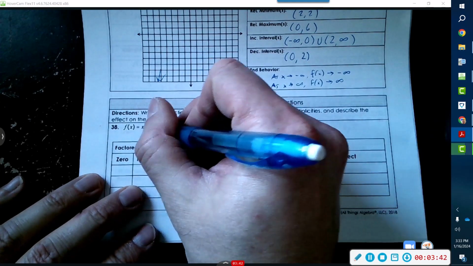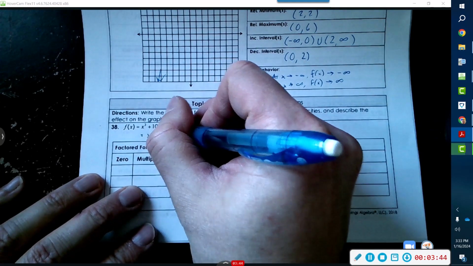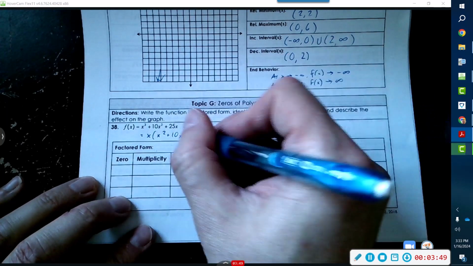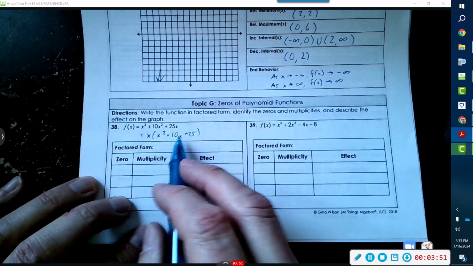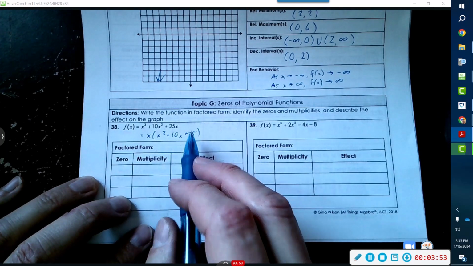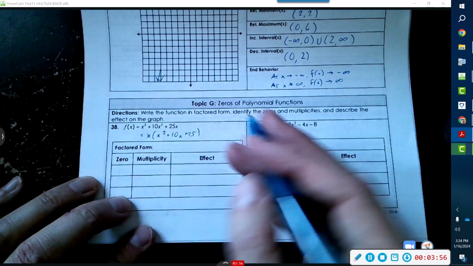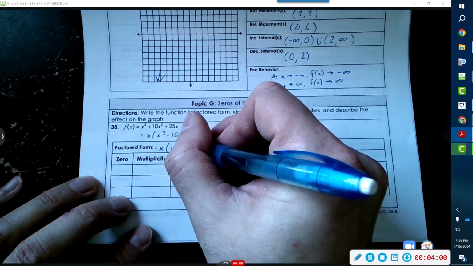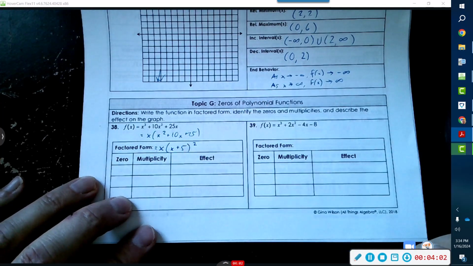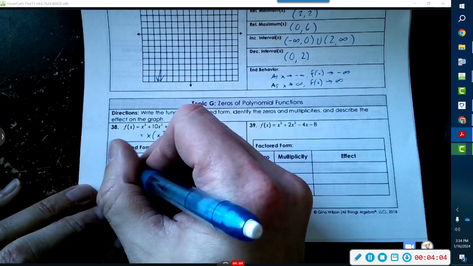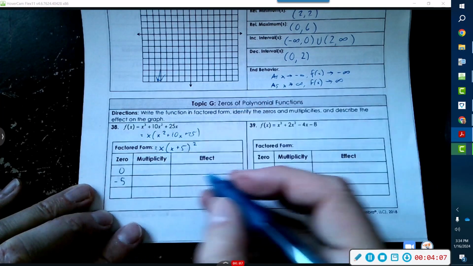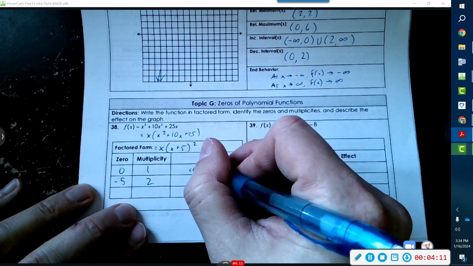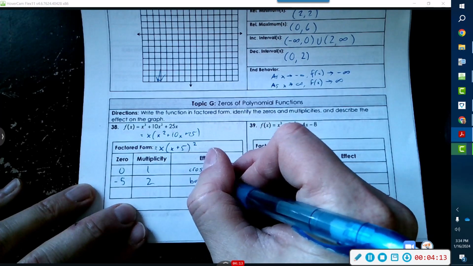So let's go ahead and then see what we can do to factor. It looks like we can take out an x. So x squared plus 10x plus 25 actually equals, well, factors of 25 that give me 10 is 5 and 5. So it looks like I got x, and then x plus 5 quantity squared. So we got a zero at 0, and then a zero at negative 5. The multiplicity here is 1. The multiplicity here is 2. So this would be a cross, and this would be a bounce.